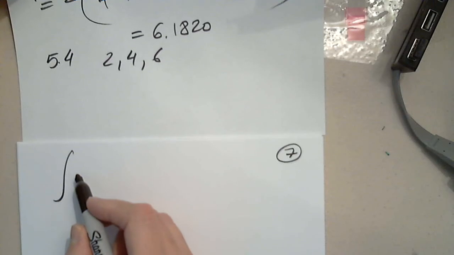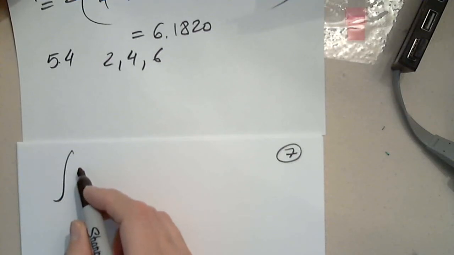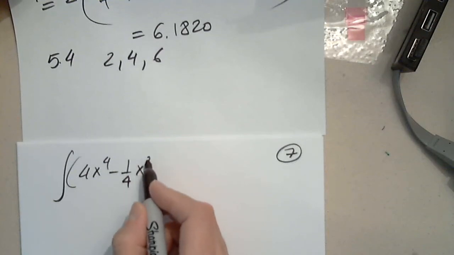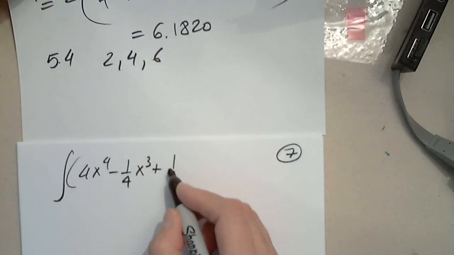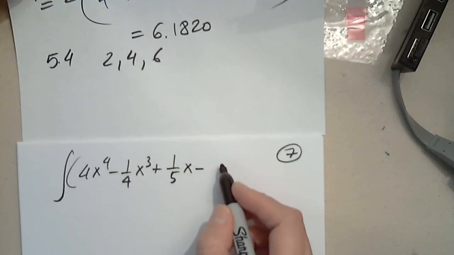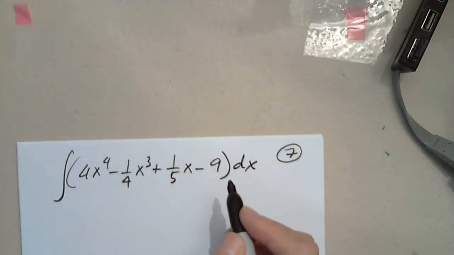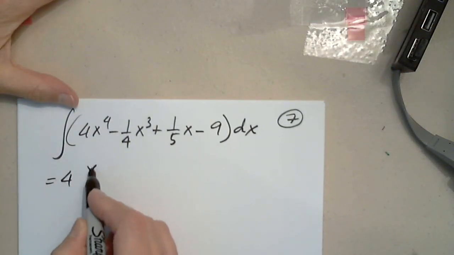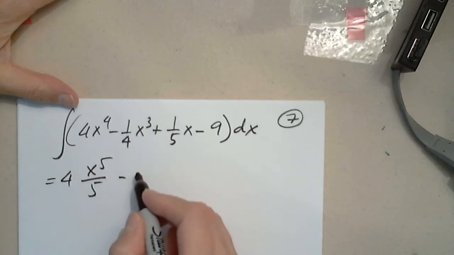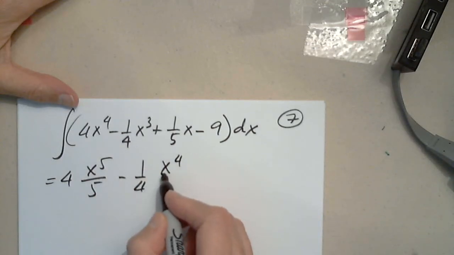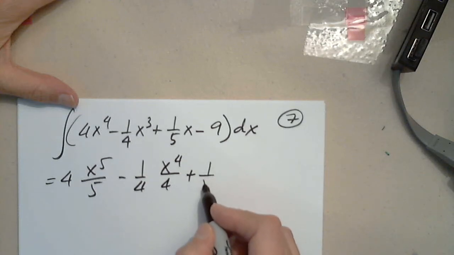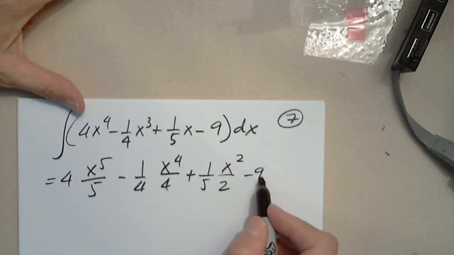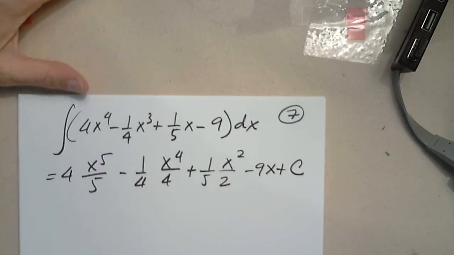Yeah, it's parentheses 4x to the 4th minus 1 over 4 x to the 3rd plus 1 over 5 x minus 9. Good. So it's the same with what we've been doing. So this will be 4x to the 5th over 5 minus 1/4 x to the 4 over 4 plus 1/5, I meant, x squared over 2 minus 9x and plus a constant c.